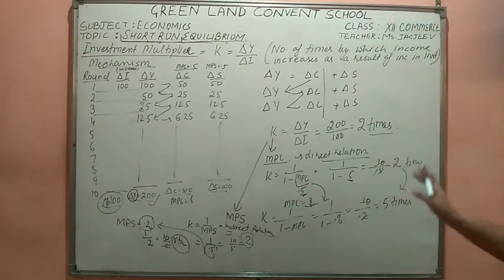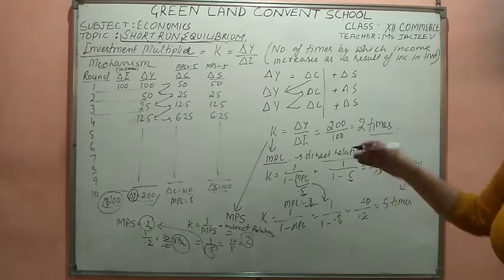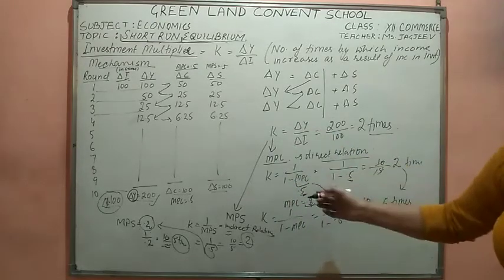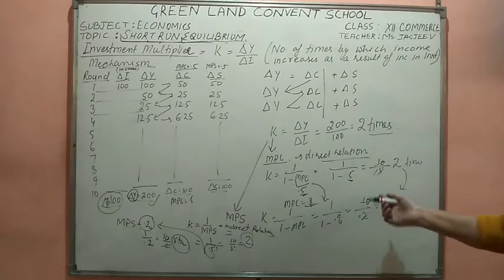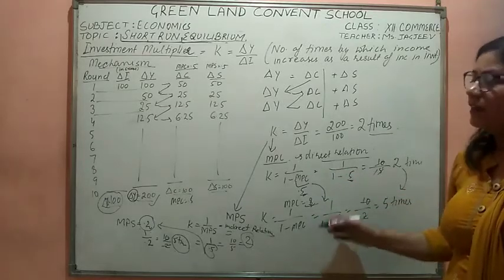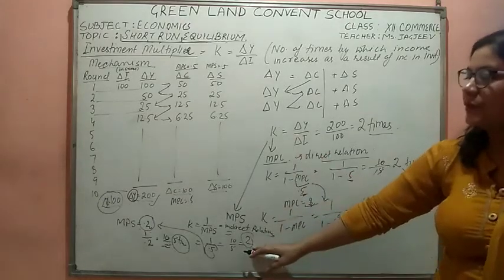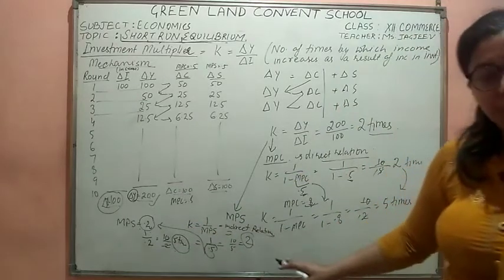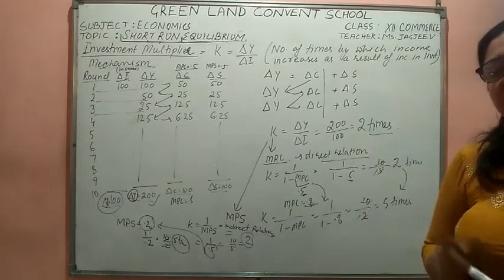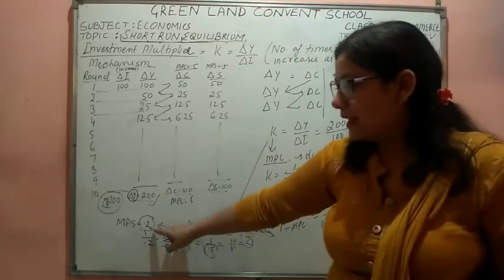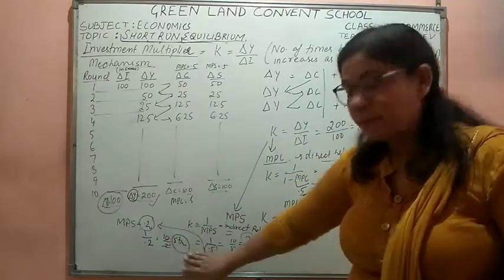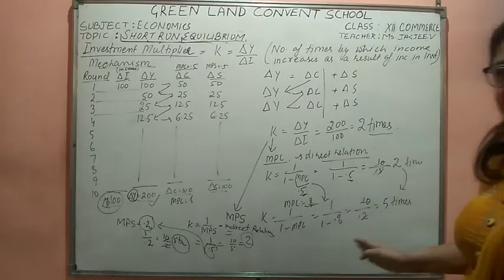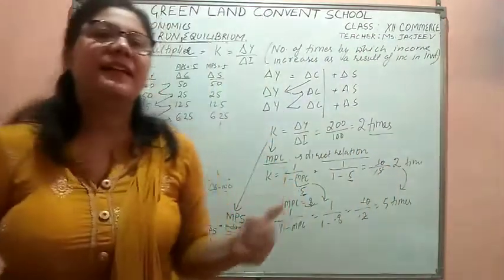Students, a question could be asked in the exam, it's a HOTS question, that prove that MPC and K have a direct relationship by giving numerical examples. Then you can yourself take 0.5 and 0.8. It could also be asked to prove that there is an indirect relationship between MPS and K. Then you have to take the values of MPS and MPC yourself, but you have to clearly tell that here the MPS is decreasing and the multiplier is increasing. That's why it is having an indirect relationship. Here MPC is increasing and the multiplier is also increasing. That's why it is having a direct relationship.